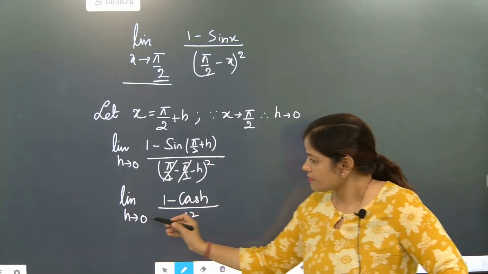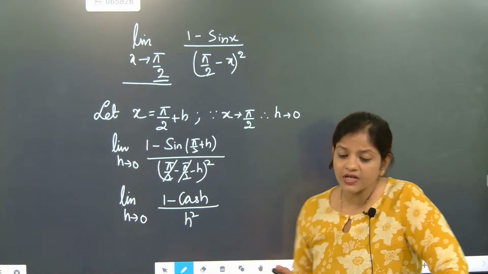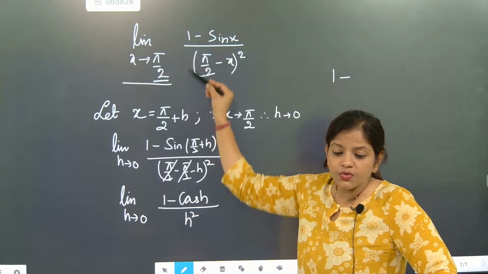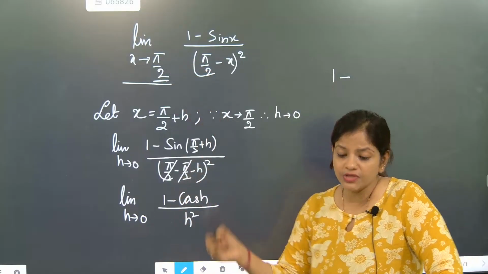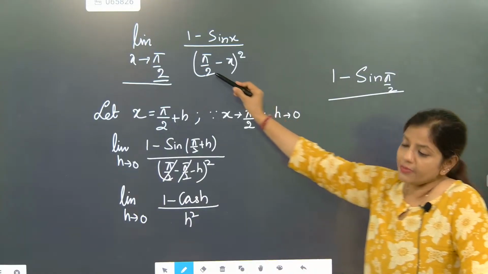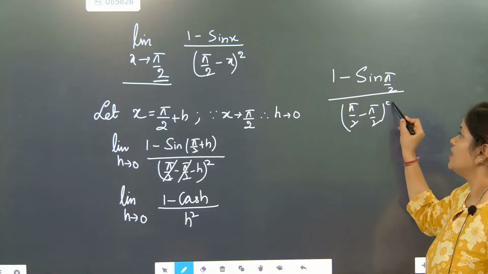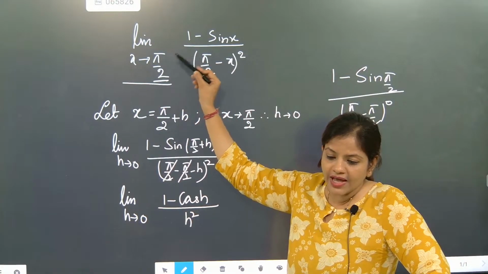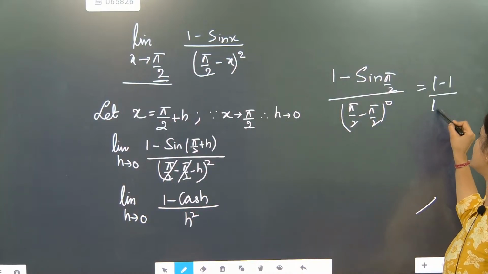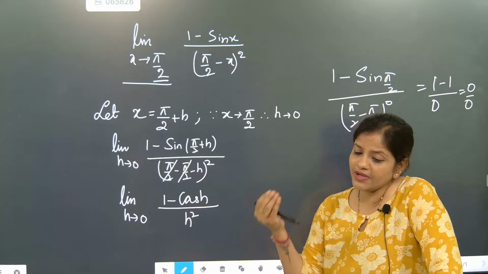So here, now whatever is tending to pi by 2, if you directly put pi by 2 here, then what will come? See here. If I directly put pi by 2 without converting into h, what will happen? It will come sine pi by 2, and the denominator part will become pi by 2 minus pi by 2 whole square. So if limit x tends to pi by 2, directly putting it, this part will become 1 minus 1, which is 0. So it comes in 0 by 0 form. When 0 by 0 form comes, it is not defined.